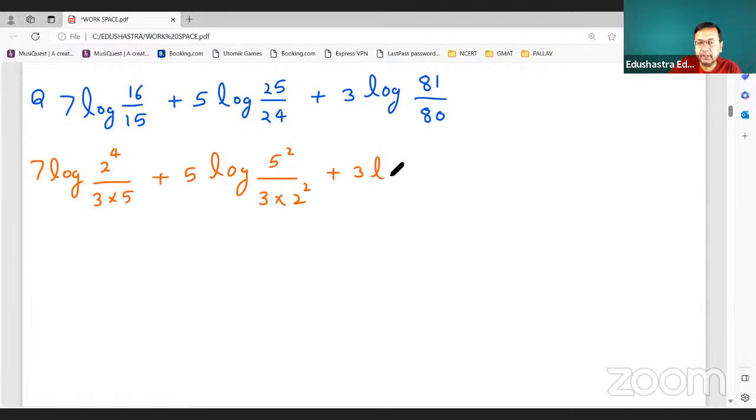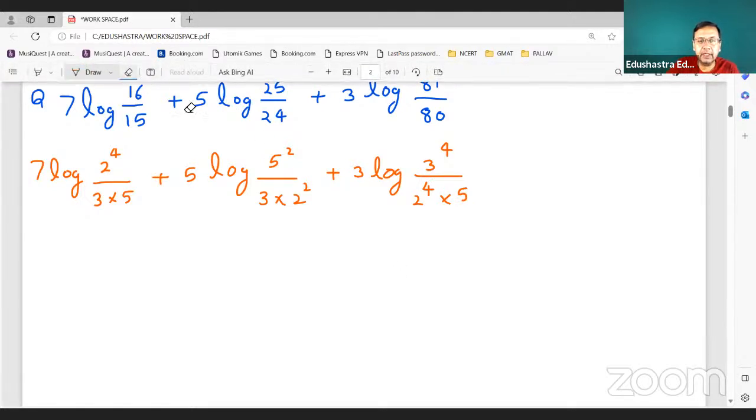Plus 3 log, what is 81? 3 raised to power 4 divided by 80. What is 80? 16 into 5, right? So this is 2 raised to power 4 into 5. Okay, sorry, this is 8, no? So this is 3 into 8 into 3 square.